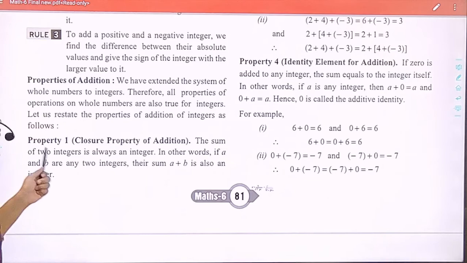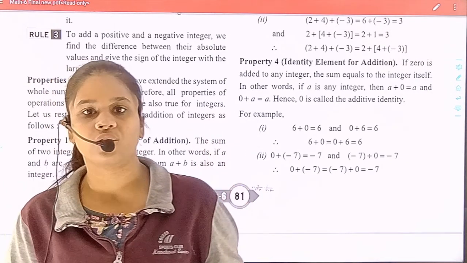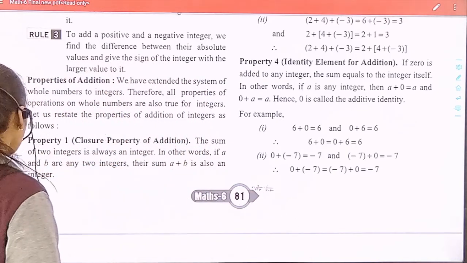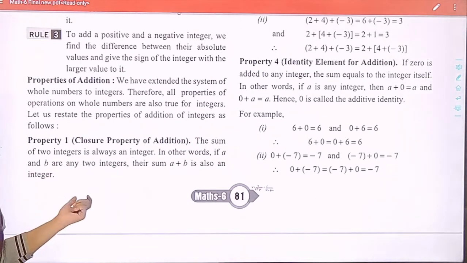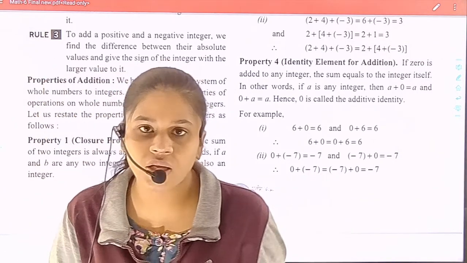The sum of two integers is always an integer. If there are two integers, then their sum will also be what? An integer. In other words, if a and b are two integers, then their sum a plus b is also an integer. If there are any two positive integers, then their answer will also be what?